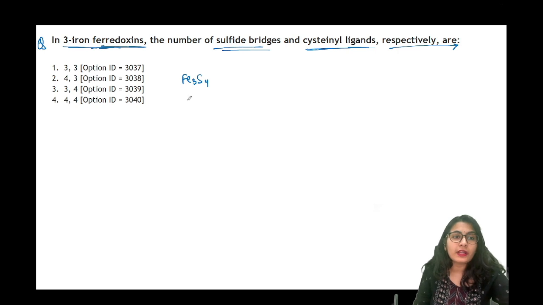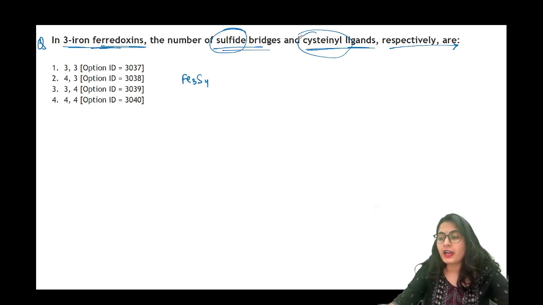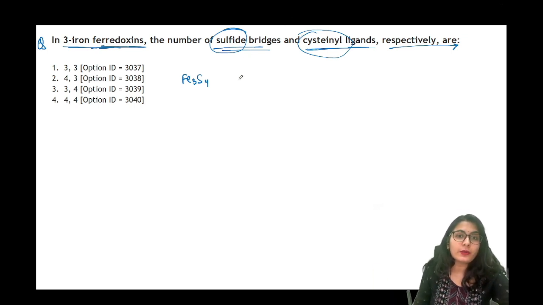Fe3S4. All right. So the number of sulfide bridges and cysteine ligands respectively. If you have gone through the structures, you will know it very nicely how it is arranged. So you are going to have 4 sulfide bridges in Fe3S4, and as many cysteine sulfurs as there are irons. So they are going to be 3 cysteine sulfur ligands. Alright, the answer is going to be 4 and 3 respectively. This is going to be the correct answer.